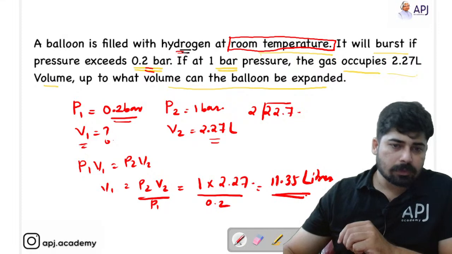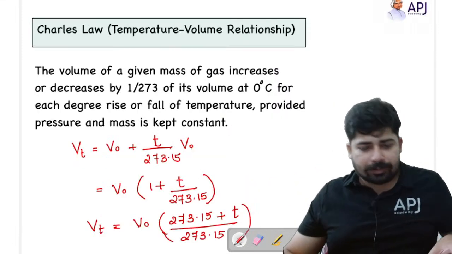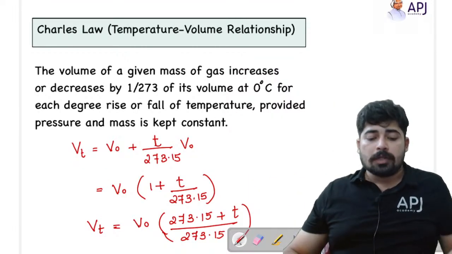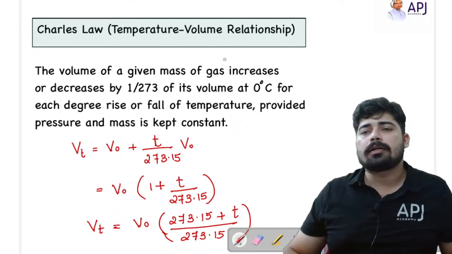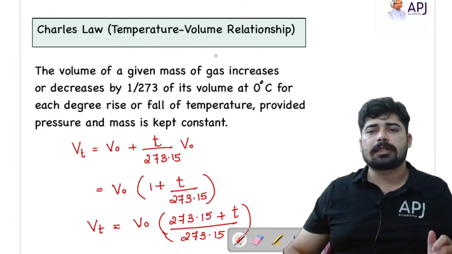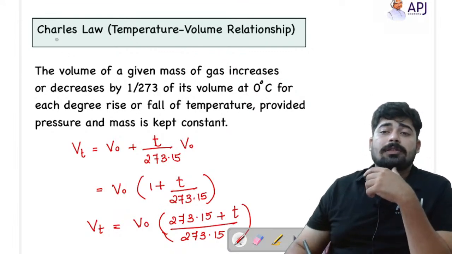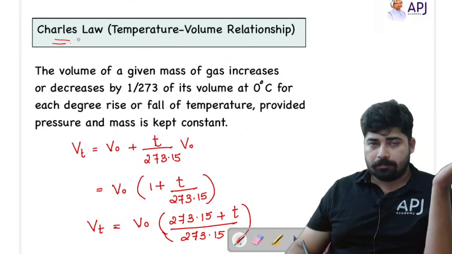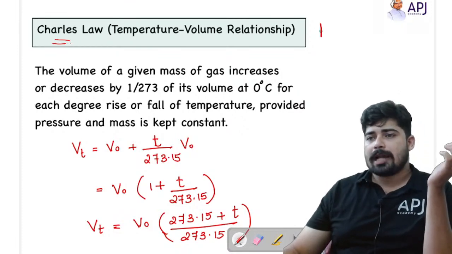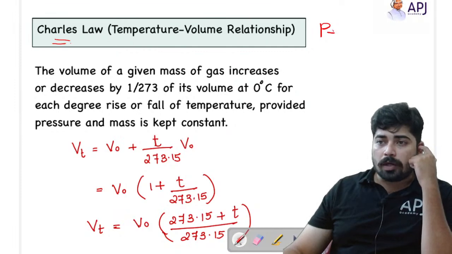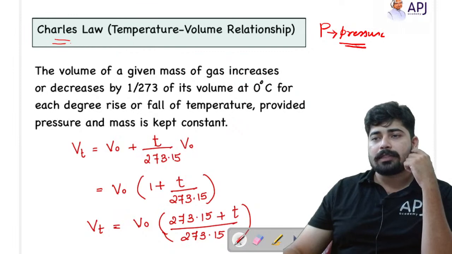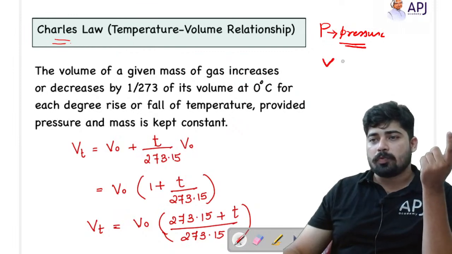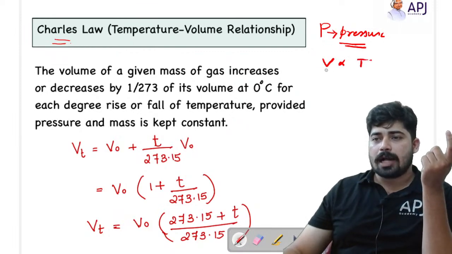Okay, now let's move on to the next law, that is Charles law. So here also you might be thinking of a trick to remember the relationship. You might have heard about Prince Charles of UK. Prince Charles. So Prince stands for P. P means what? Pressure. So here what is constant? Pressure is constant. That means Charles law is related to volume and temperature.